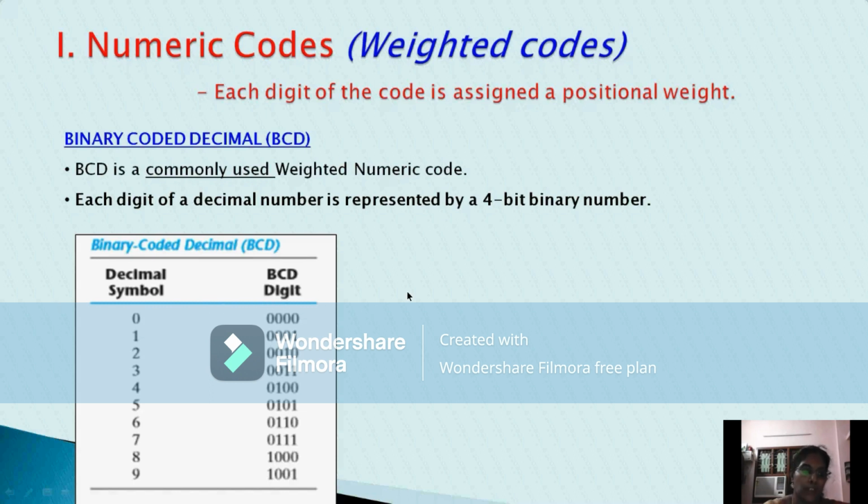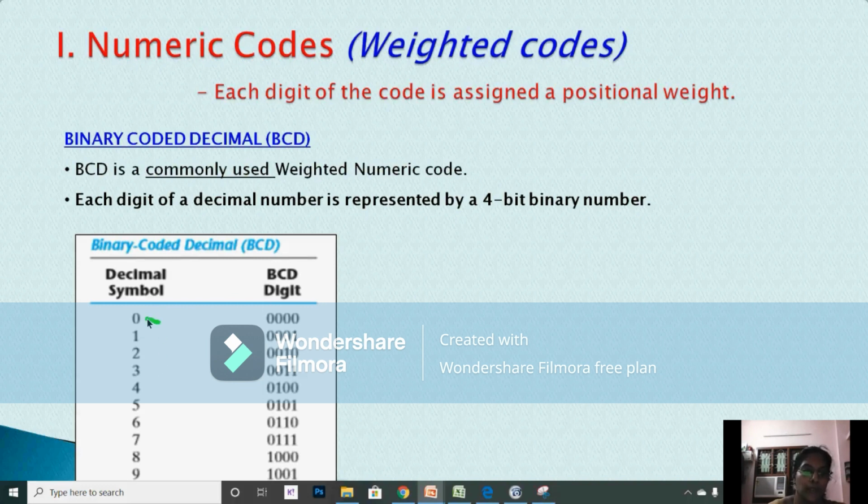Understood? So for 0, what is the BCD? It is the 4-bit equivalent binary. I already said how to convert from decimal to binary. That is why, my dear students, I repeatedly say that if you don't know the previous class content, you cannot understand digital design. When I ask what is the decimal or binary of this, the first table, the number system table I showed, if you are clear on it, you can solve all the problems easily.